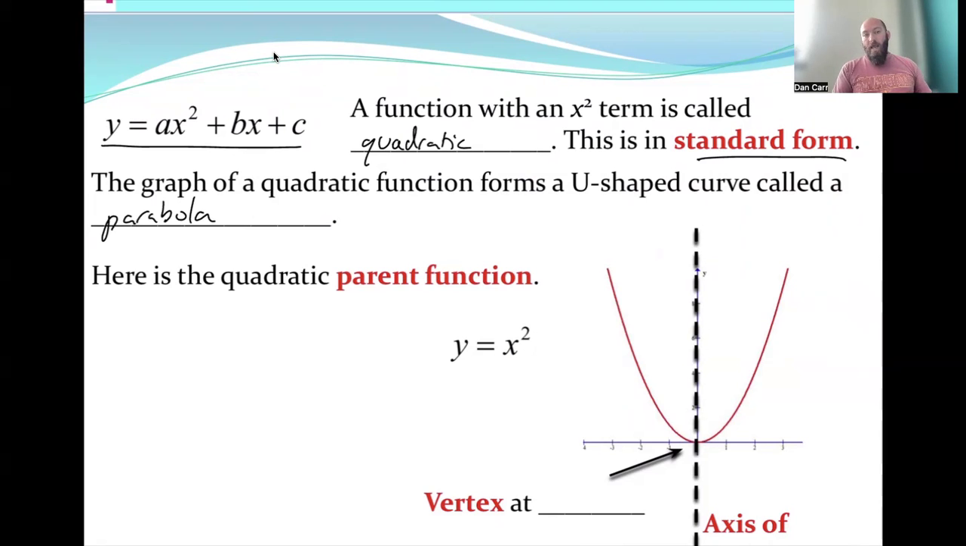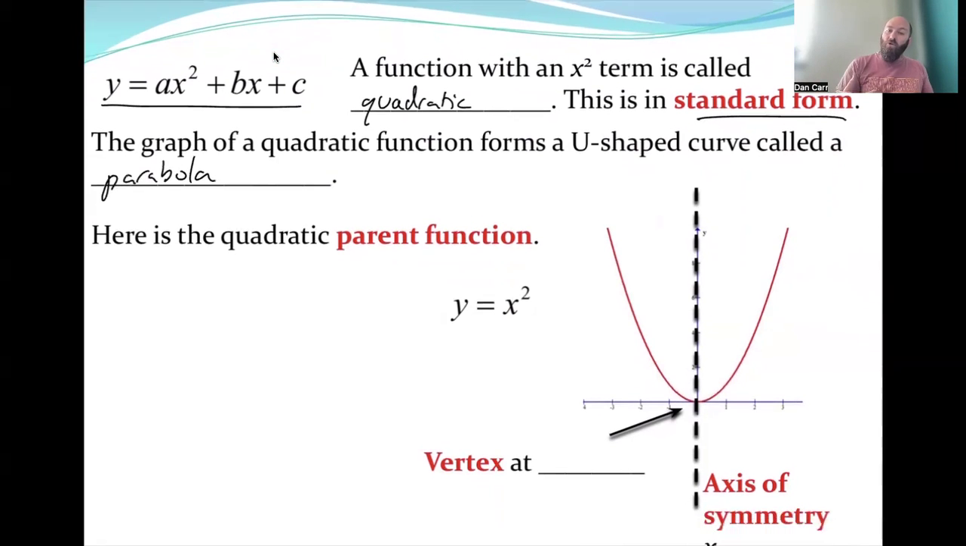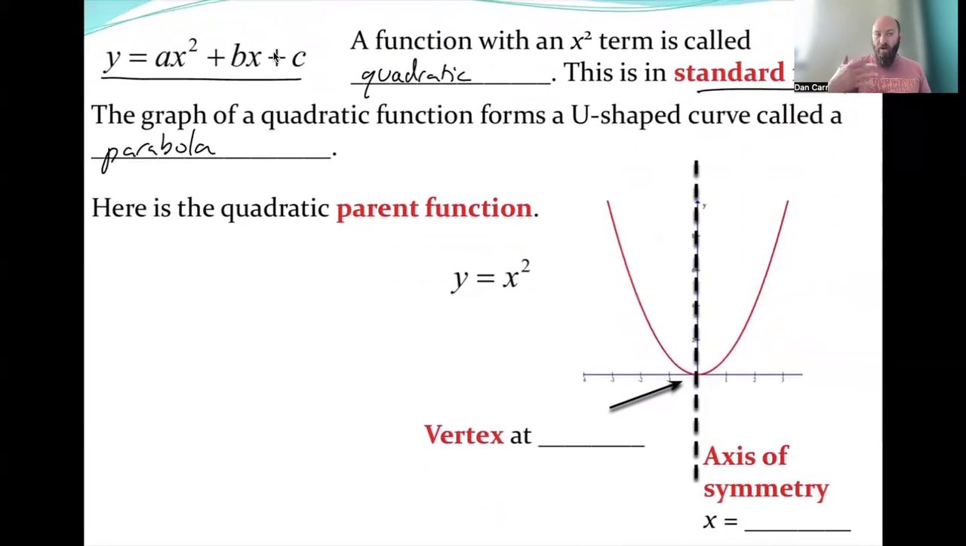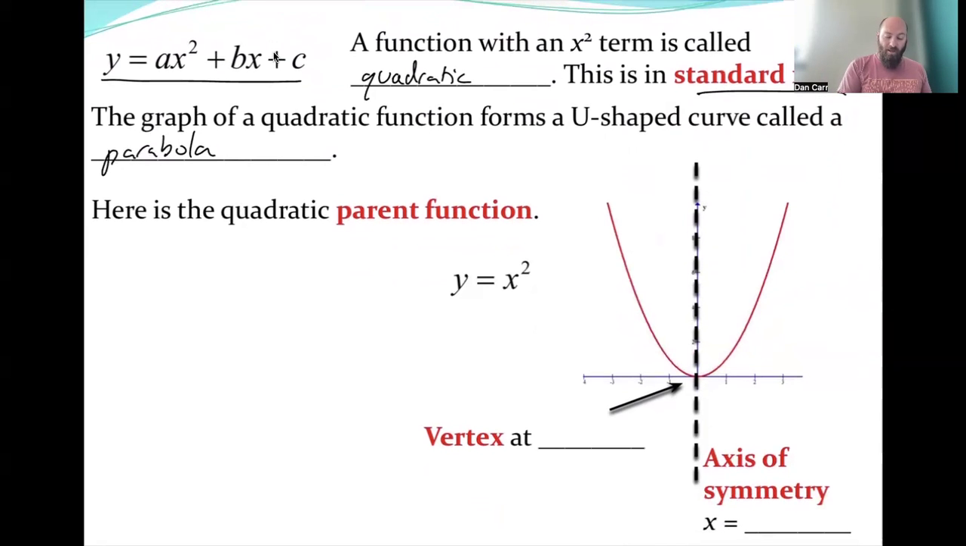Now, just like we've done in the past, we're going to look at what's called the parent function of a parabola, or a parent function of a quadratic. And that's just y equals x squared. Notice it has symmetry, just like when we did our absolute value functions. It also has a vertex. So in this case, my parent function's vertex is at 0, 0.